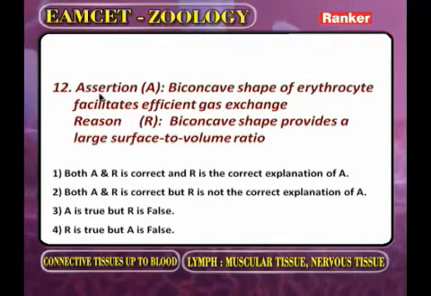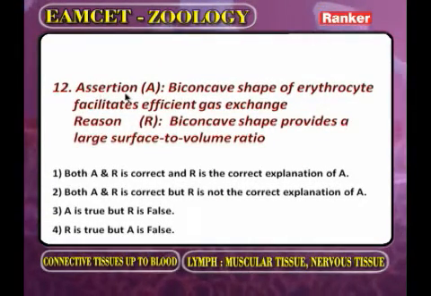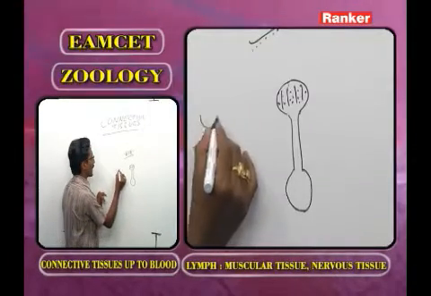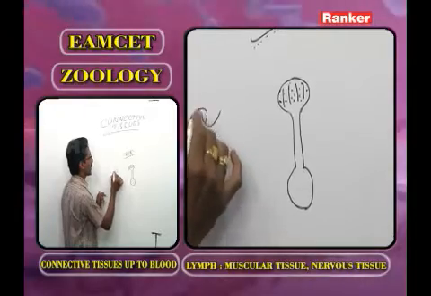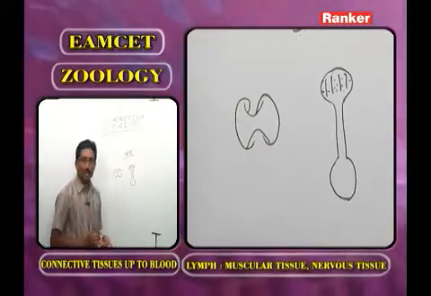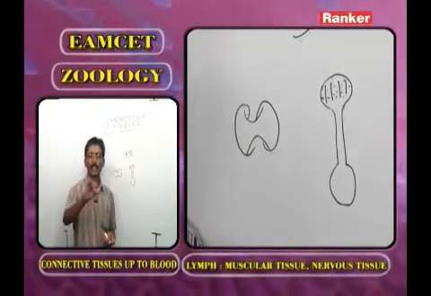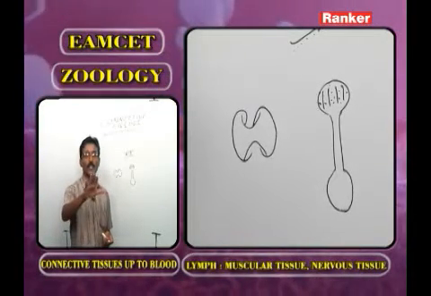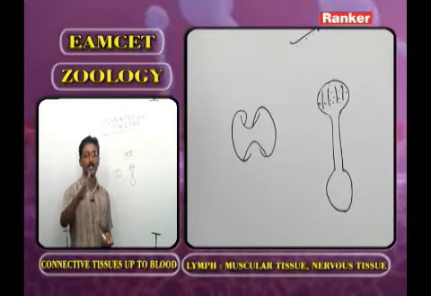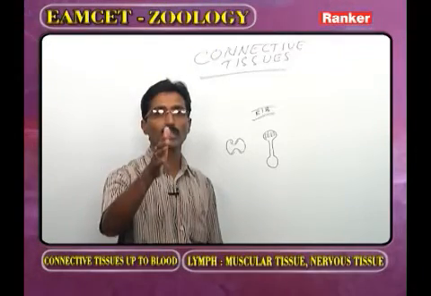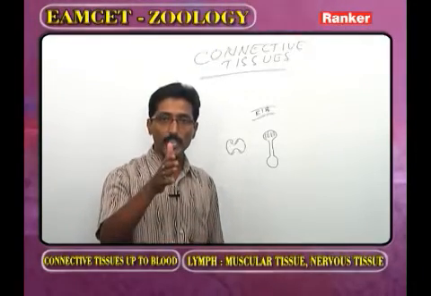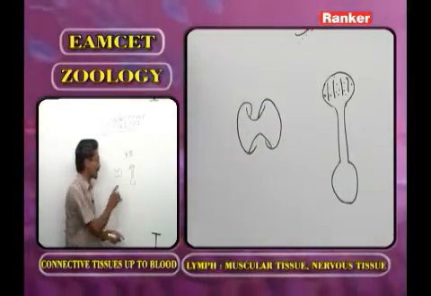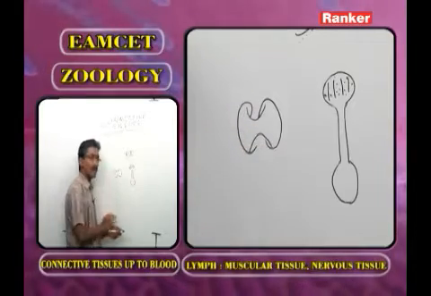Now here, assertion and reason. As we observe the RBC of mammals, the RBC is biconcave and circular. We have a good idea regarding the RBC. Take for example Pisces, amphibians, reptiles and aves. In all these animals, what type of RBC is present? The RBC is oval, biconvex and nucleated. But here we are discussing the mammals. In case of mammals, the RBC is circular and biconcave.